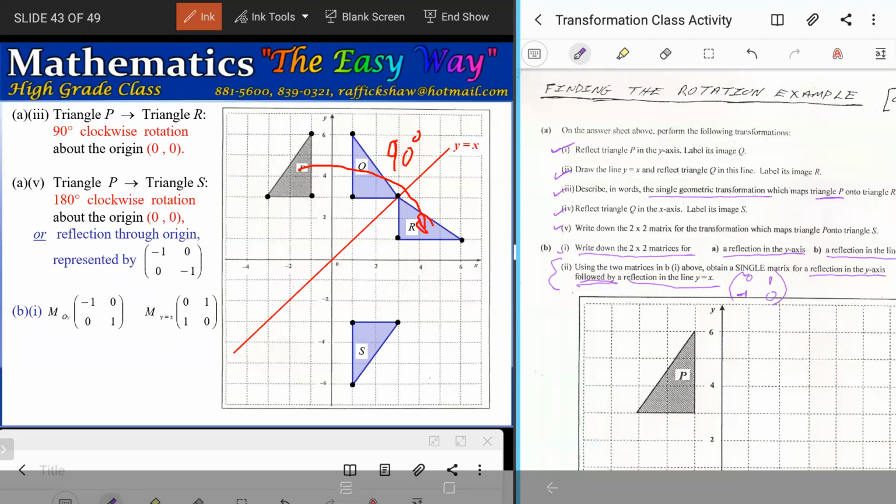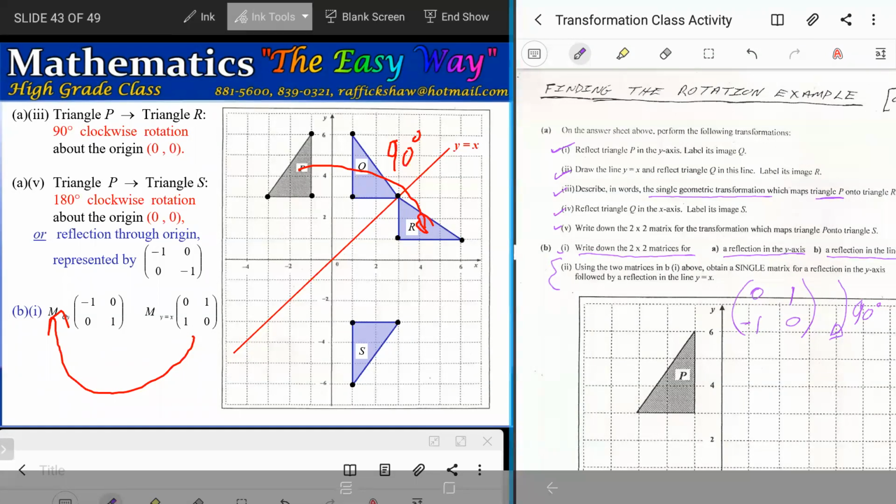And what do we have to do? We have to multiply the second transformation matrix in front of the first one, and the answer is supposed to be the clockwise 90-degree rotation matrix: 0, 1 on top, -1, 0 on the bottom. So you know the answer before you even do it, because you know what you're going to get. So all you have to do now is just show the calculation. But you know what the answer is going to be. See there?